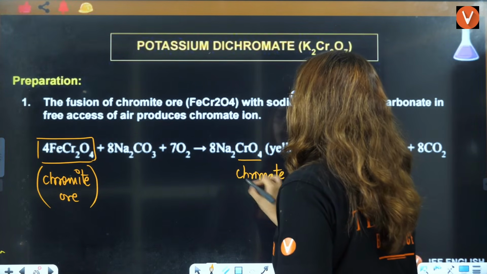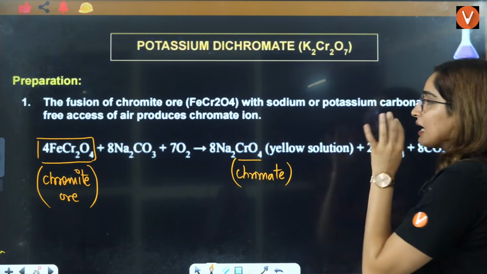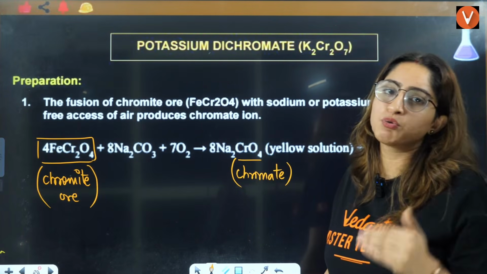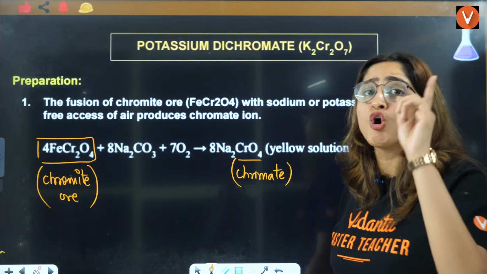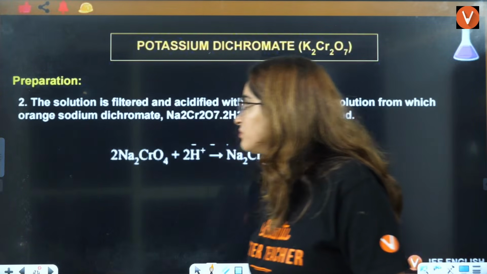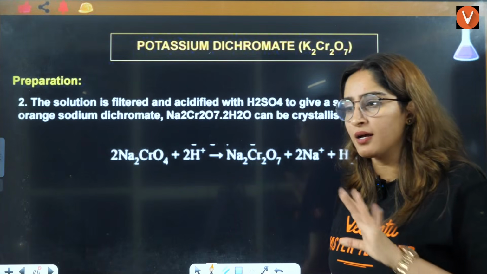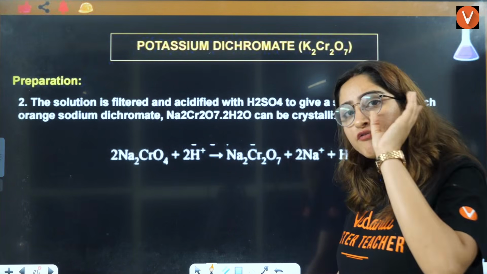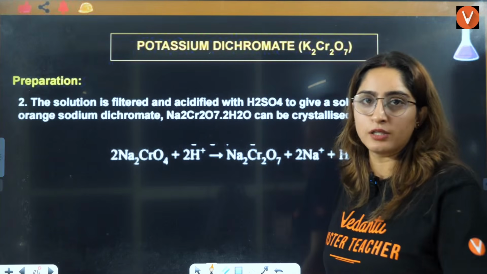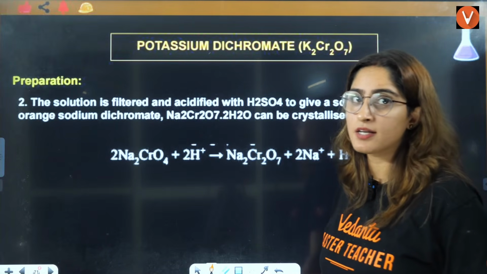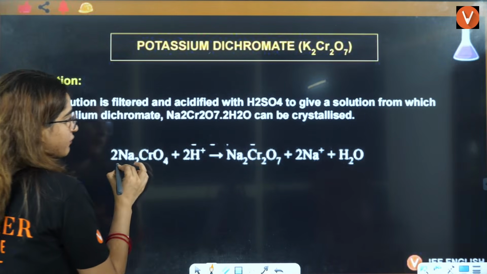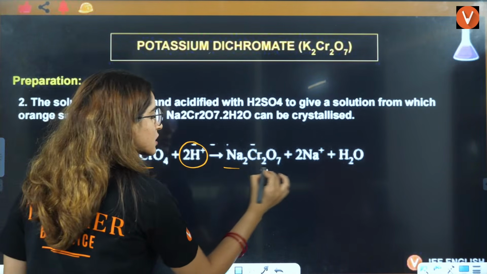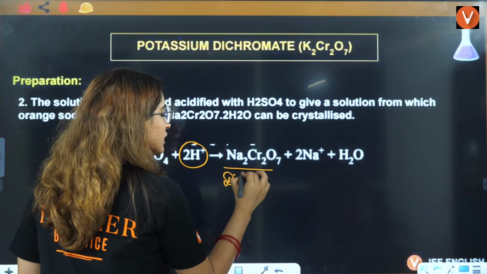That is the yellow solution, as I told you, right? And how is it converted? By using sodium carbonate and oxygen, it is directly converted to chromate. Now, you don't have that many preparation steps here, so relax on that. From chromate to dichromate, right? This is pH sensitive, so that's why I'm telling you here. When you put it in the acidic medium, this is converted to dichromate.